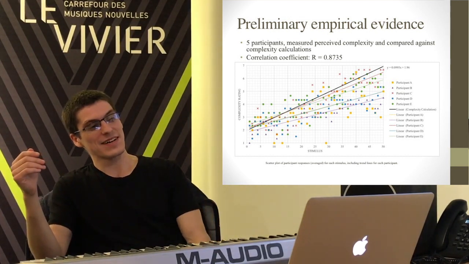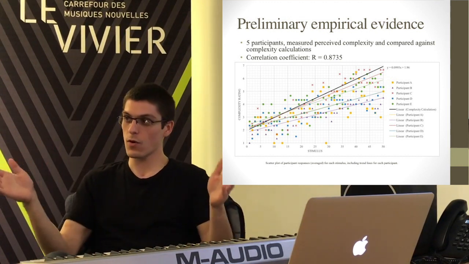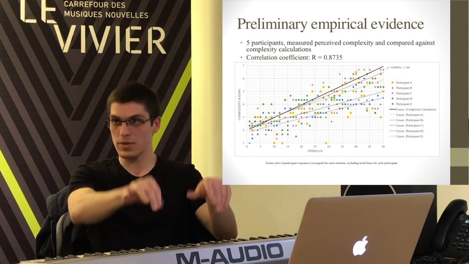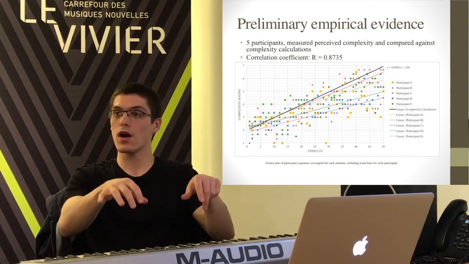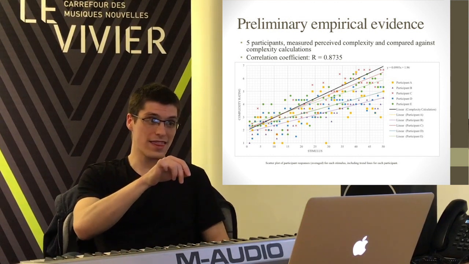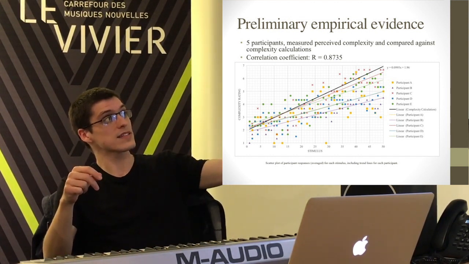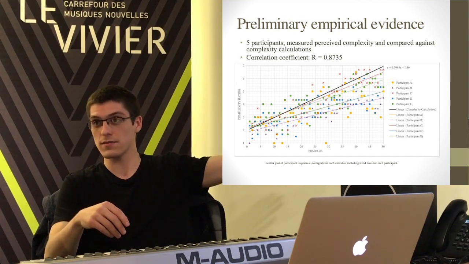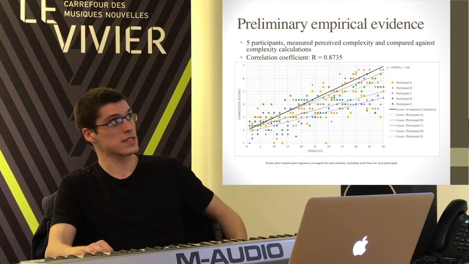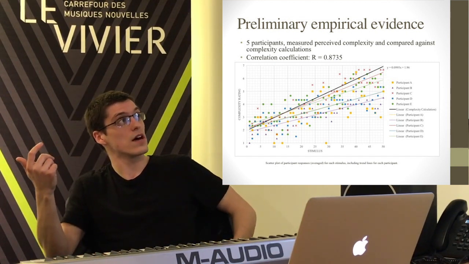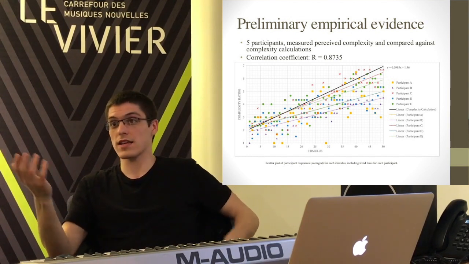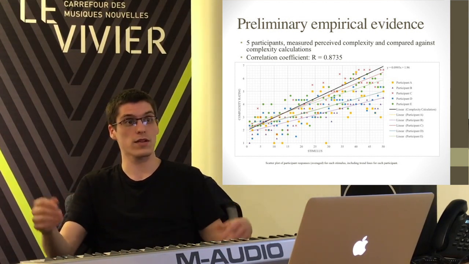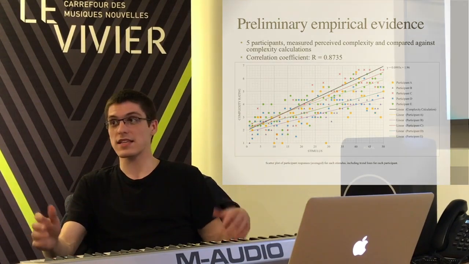We had them rate the complexity of chords that they heard, and they were all controlled for, so they all had very similar voicings. They were all for piano, they all started on the same bass note, and they all had the same number of notes in them. And as you can see, the ratings that the participants gave were incredibly close to the mechanical calculations that the system does. The correlation coefficient, for five people, was 0.8735, which seems to be really high. You read that if a correlation coefficient is above like 0.7, it's highly correlated. So it seems to make sense.